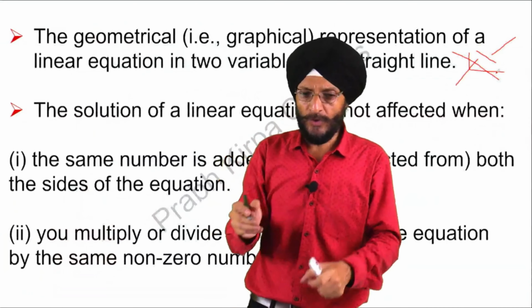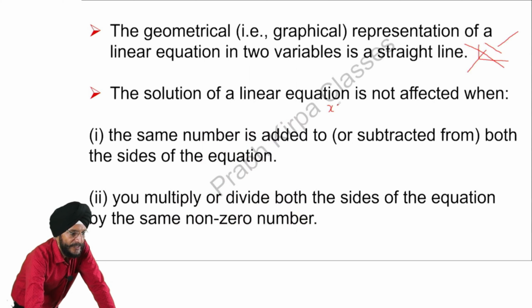The solution of a linear equation is not affected when the same number is added to both the sides. Suppose we add 4 to both the sides, then what will it become? It will become 4 plus x plus y is equal to 20. If we solve it, it will again become x plus y is equal to 16.